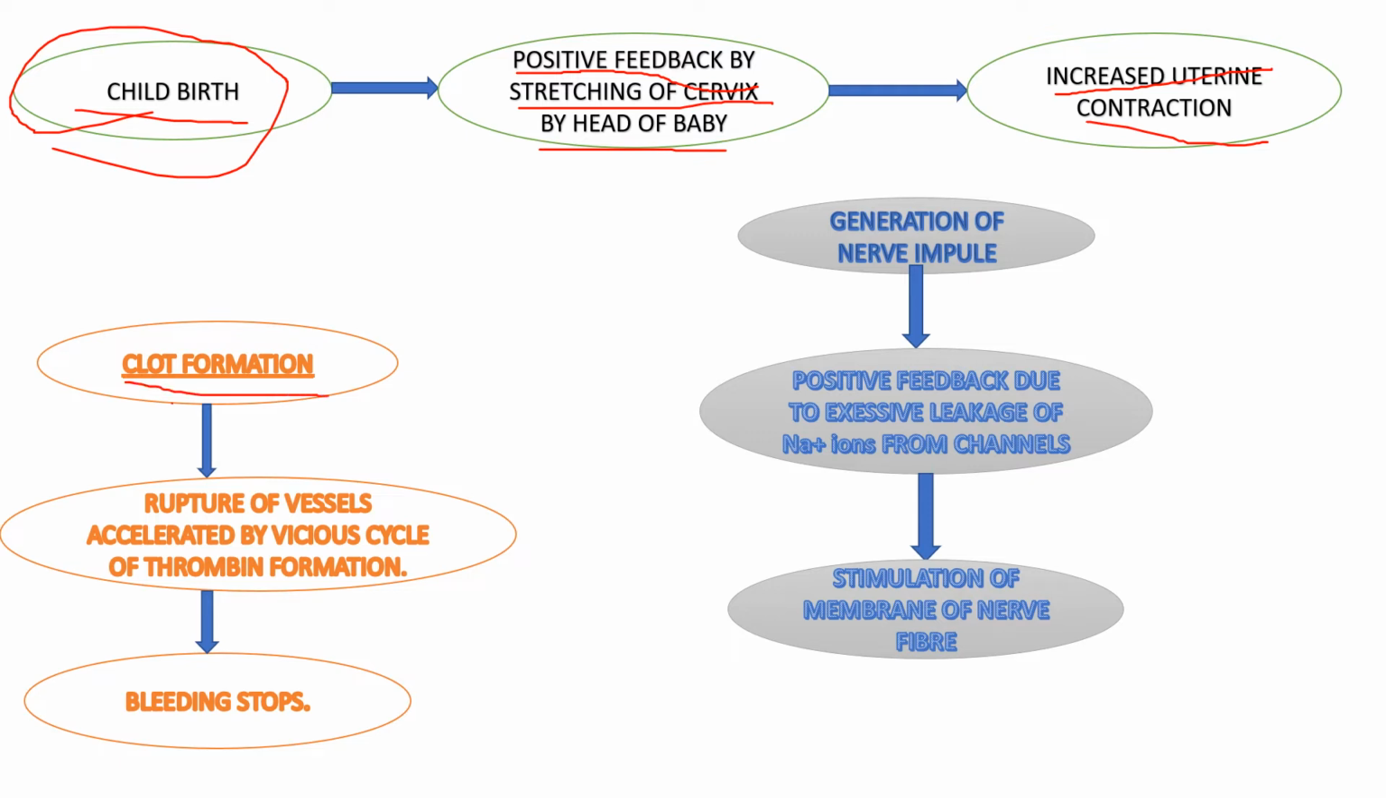Now the next is the clot formation. So in clot formation, what will happen first? There will be thrombin formation, because excessive blood is going out. So bleeding occurs, due to which thrombin will form. There will be thrombosis occurring, and due to thrombosis there will be a positive feedback.